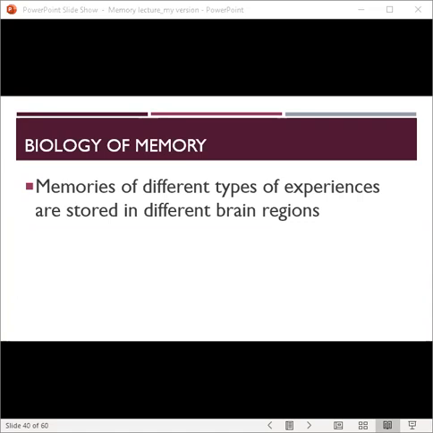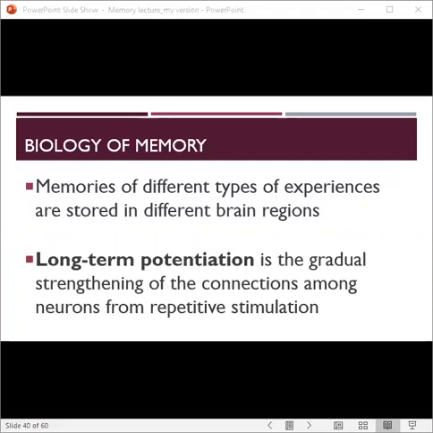So, for example, he might lesion the amygdala and then put them back in the maze and see what happens. Lashley found no engram or evidence of an engram, but he did learn two important things. First, the more brain tissue he removed, the worse the rats performed. And second, no matter where he removed the brain tissue from, the rats retained at least some memory of the maze. These findings led Lashley to conclude that memory isn't located in just one single place. Memories of different types of experiences are stored in different brain regions.